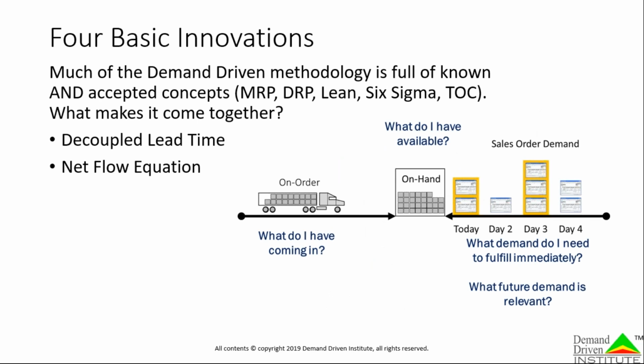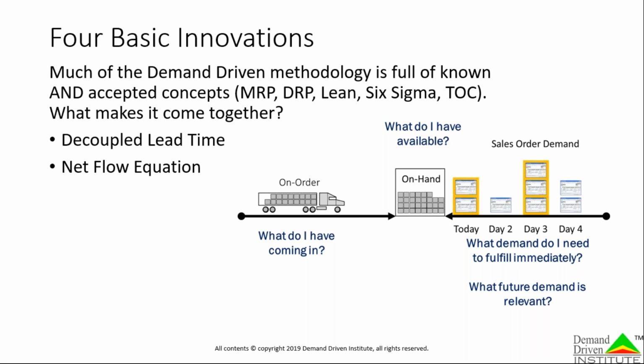The next innovation in DDMRP is what we call the net flow equation. The net flow equation is how we generate supply order requirements against these decoupling points. The net flow equation answers 4 questions that every, and I mean every planner, is concerned about on a daily basis. The first is, what do I have coming in?